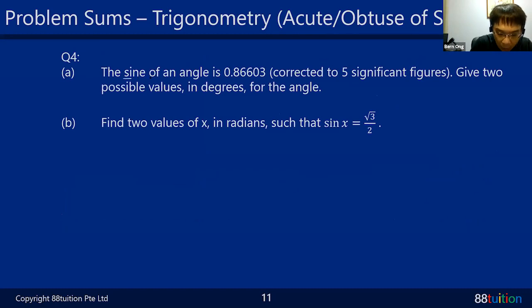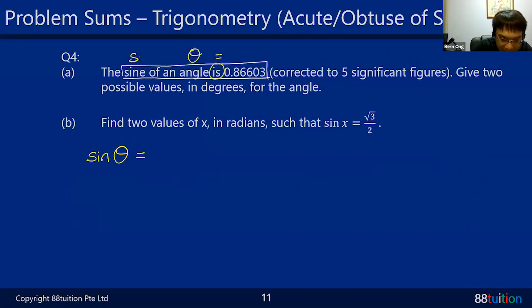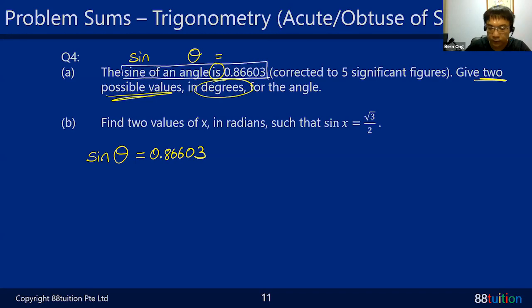So sine of an angle is 0.86603. So I'm going to use this English to translate to mathematics. They say sine. Angle means theta. Is means equal. All right, is means equal. Angle, I just say theta. Sine means sin. So sin theta is equal to 0.86603. Question says, I want to find 2 values in degrees for the angle. Means that the question wants to find theta alone.